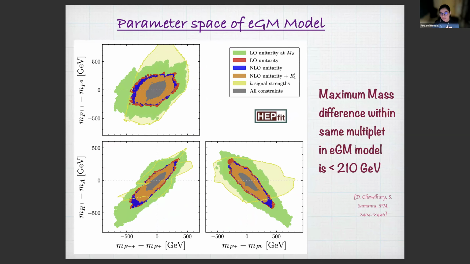This was done from scratch, and we see that at most 210 GeV mass splitting one would expect from the extended Georgi-Machacek model.